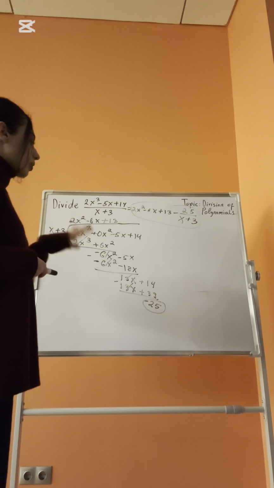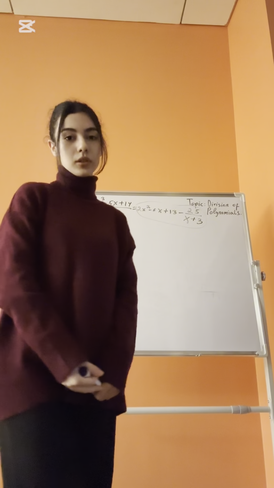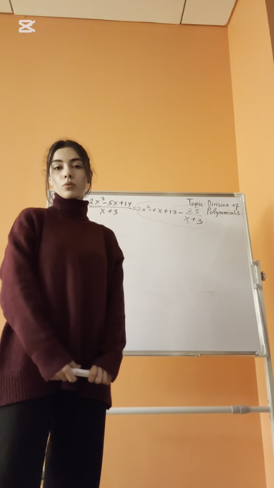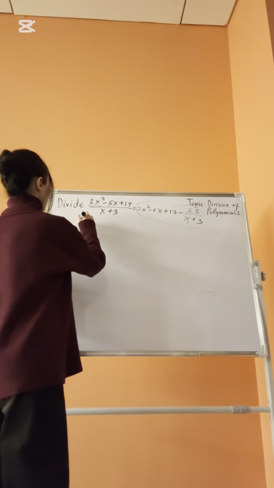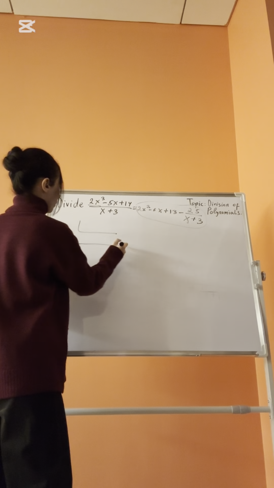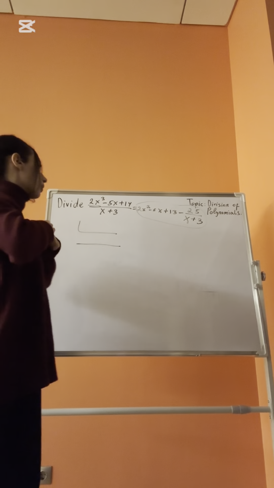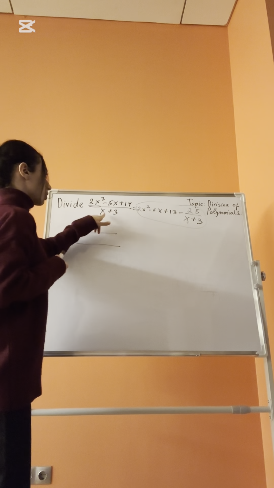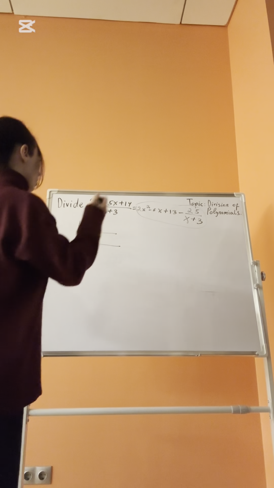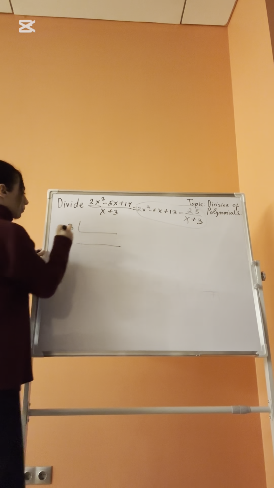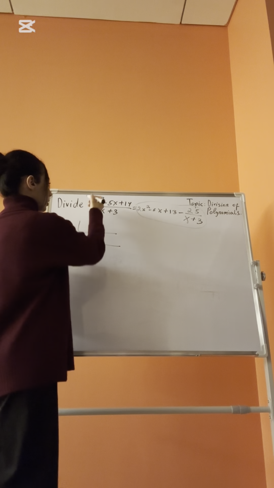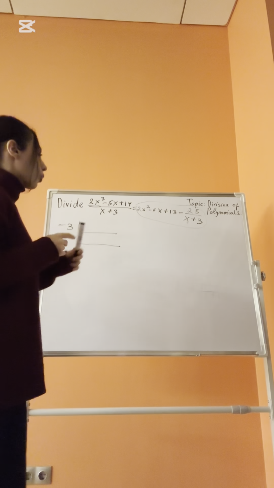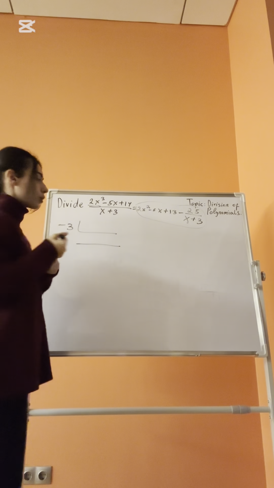So this was long division. After I've cleared the board, I will introduce you to the synthetic division. So for the synthetic division, we will draw a line like this and like this. And first we have to make our denominator equal to 0 to get the root. So here the root will be minus 3. We'll write minus 3 here. So here we will only write the coefficients of the polynomial. So for example, the first coefficient is 2. We will write 2.